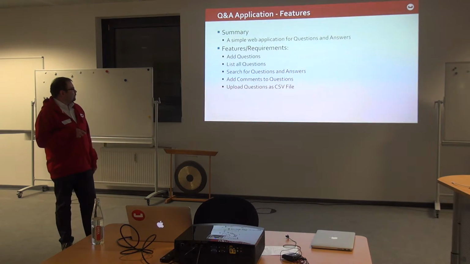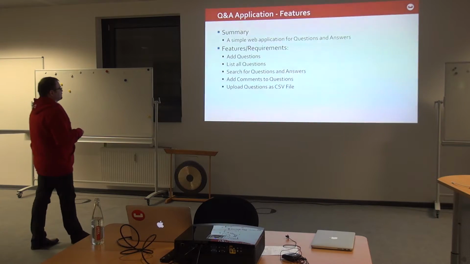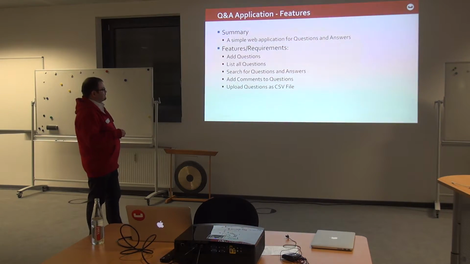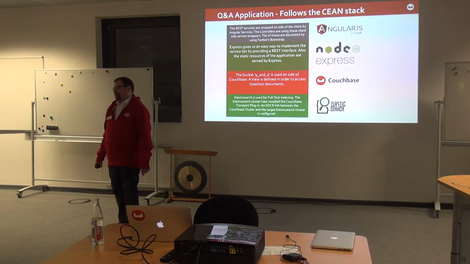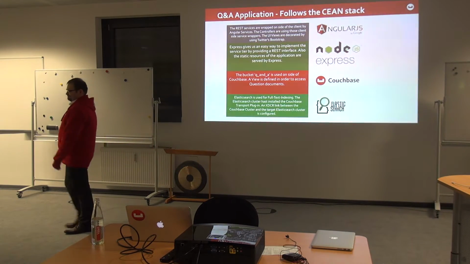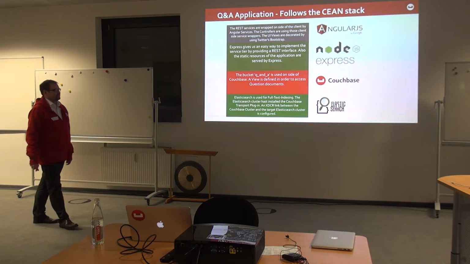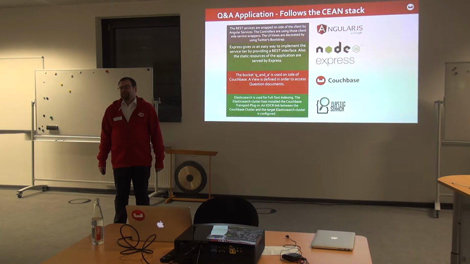So what were the features? The requested features were: it should be possible to add a question, list all questions, search for questions, add comments to questions, and also upload questions as a CSV file. And it follows basically the Keen stack with one difference. It also uses Elasticsearch for full text indexing, which is actually not unusual. Even relational database systems are using it for full text indexing.